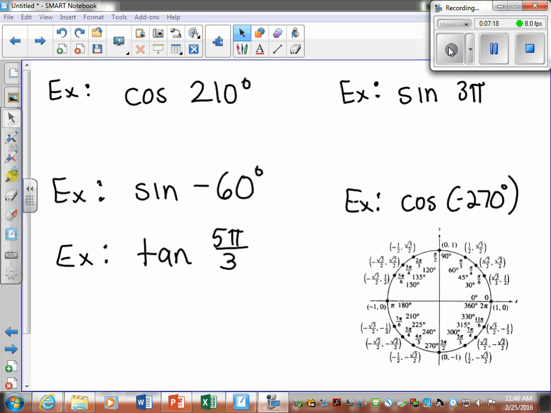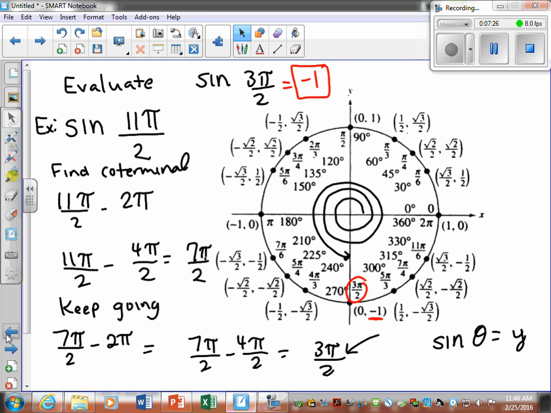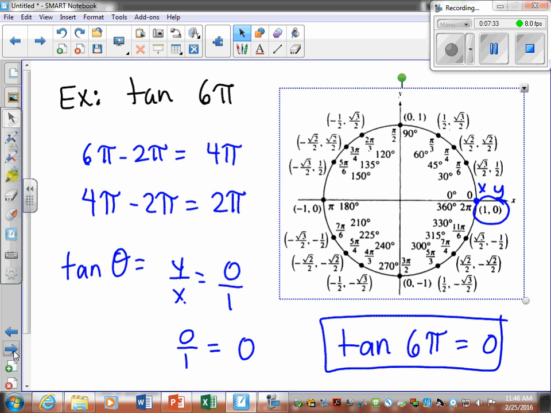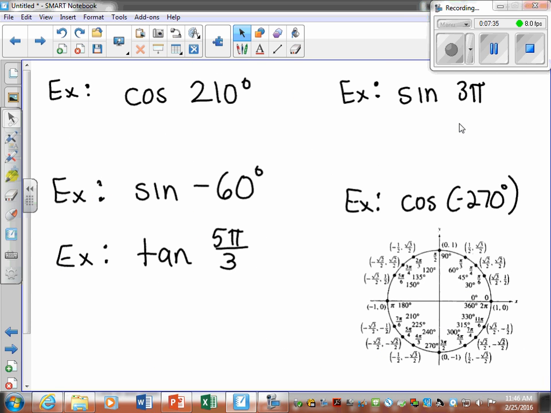Okay, here's our next examples. I want you to pause this video and write these down. Look at your unit circle, and also look at your definitions of your trig functions, and see if you can answer these and then unpause it and check your answers.